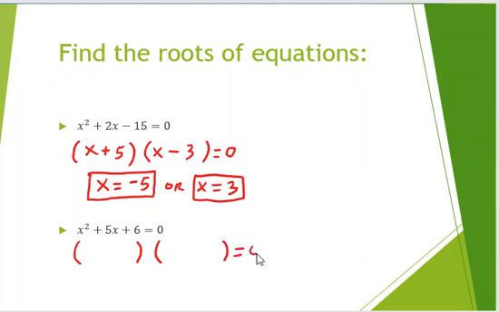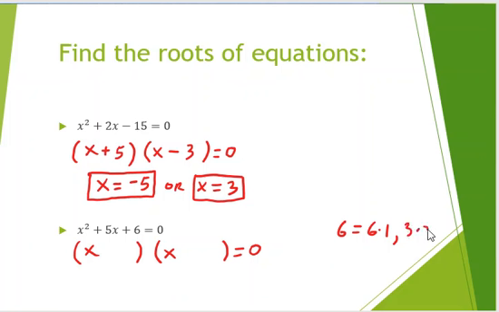See, once you get the hang of it, it's really not difficult. So x times x. Now this one is a little bit tricky because you can do 6 times 1, that can give you 5. But I'm going to write it over here. 6 times 1.